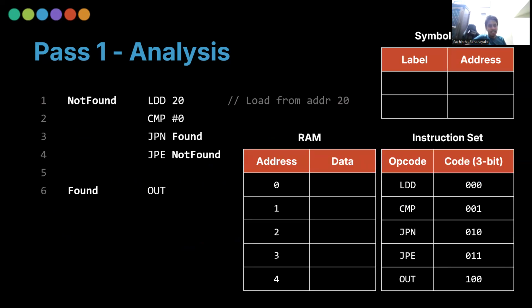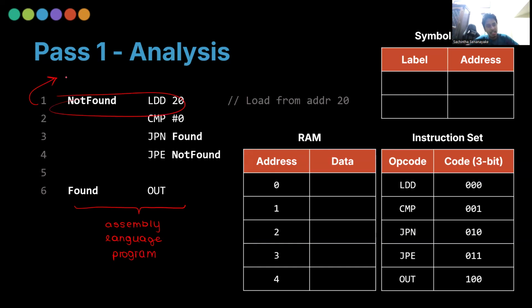Hopefully you can take a minute to digest what you see on screen. Here you can see the assembly language program, where each of these lines represents a single assembly instruction. In addition to the assembly language program, you can see 3 more tables. You can see a RAM table, which shows addresses and data locations, which are currently empty. And an instruction set, which shows all the opcodes that this CPU architecture supports, along with their respective binary codes.